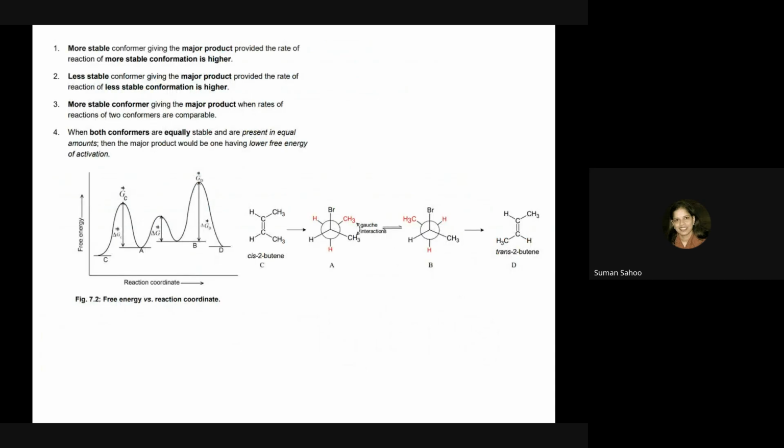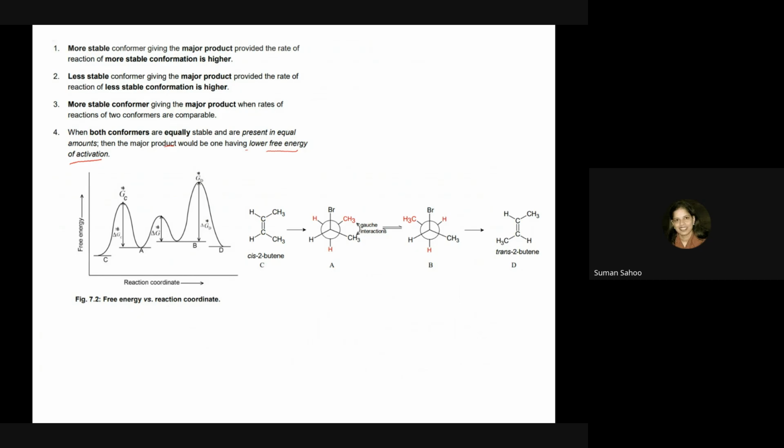For example, we can have four different situations. One more stable conformer gives the major product, provided the rate of reaction of the more stable conformer is higher. Less stable conformer gives the major product, provided the rate of reaction of the less stable conformer is higher. When the rate of reaction is higher, you have a lower activation energy, or the energy of your transition state is less. And the more stable conformer gives the major product when rates of reaction of the two conformers are comparable. And when both conformers are equally stable and present in equal amount, then the major product would be the one having lower free energy of activation.